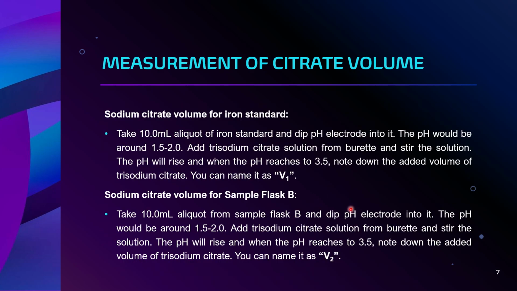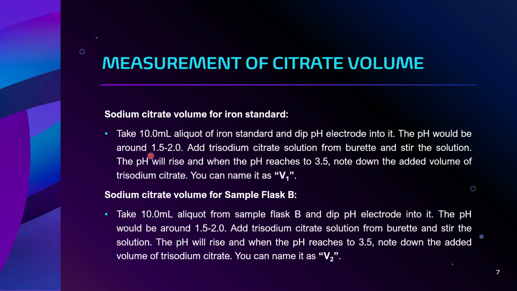Now, how to add sodium citrate into your system? We will be noting down two volumes of sodium citrate, one for the standard and the other for sample flask B. Now we first discuss it for the iron standard. The iron standard is given to you in a volumetric flask.